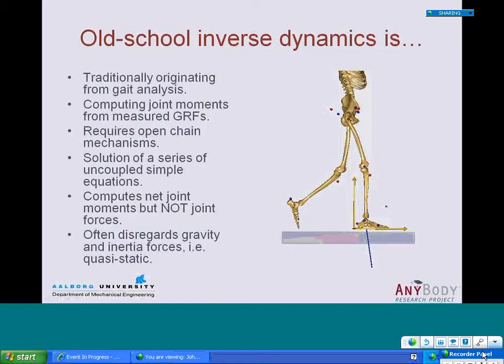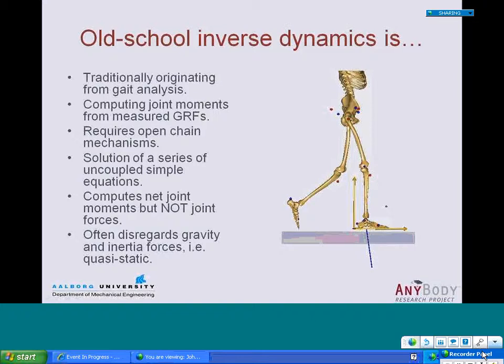This has been possible for many years, and it's actually not something that you really need a fancy modeling system to do. So you can compute the net joint moments, but you cannot compute the net joint forces. And surprisingly often, people are mistaken about this. They think that with this old school type of inverse dynamics, you're actually capable of assessing what the joint forces are, and this is totally wrong. I'll get back to that in just a moment. Also, this old school inverse dynamics very often disregards gravity and inertia forces, so it basically presumes that it's a quasi-static situation that you're working with.